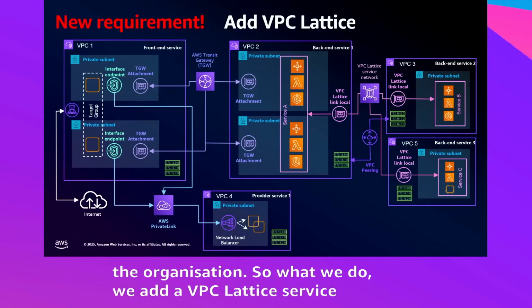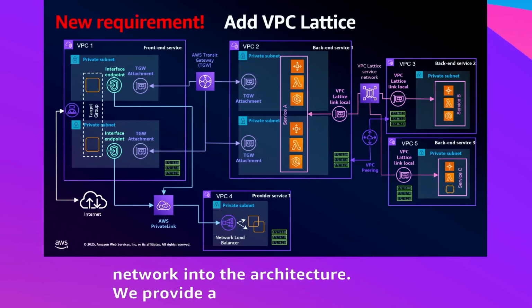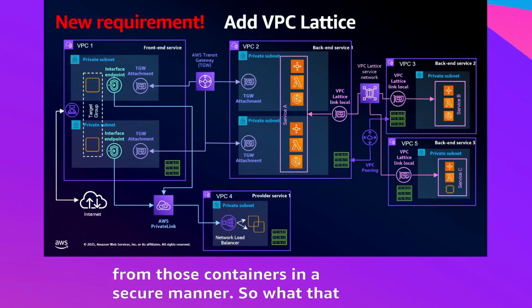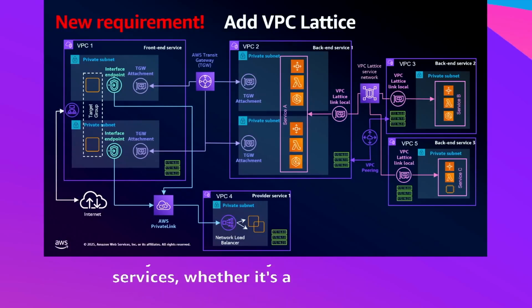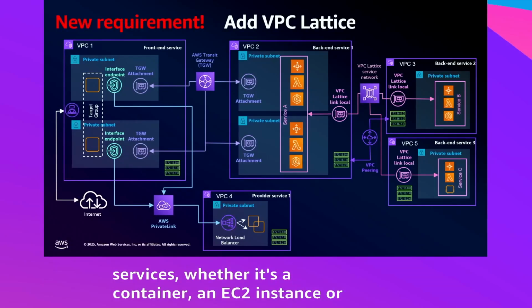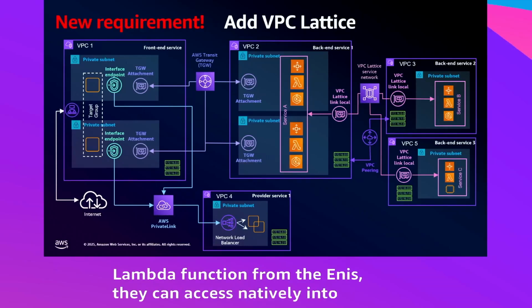We provide link local access from those containers in a secure manner. So what that does is, if you think of any of the services, whether it's a container, an EC2 instance, or a Lambda function, from the ENIs, they can access natively into the VPC Lattice network to then access the backend services or the databases that sit behind them.